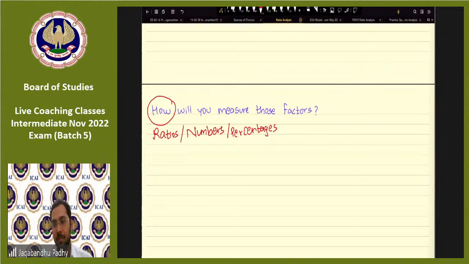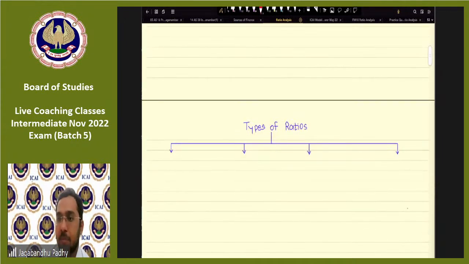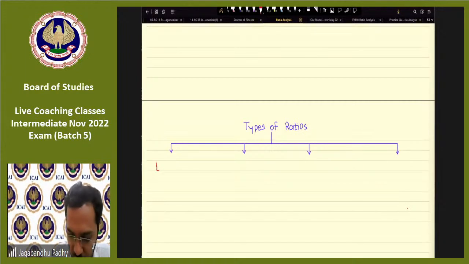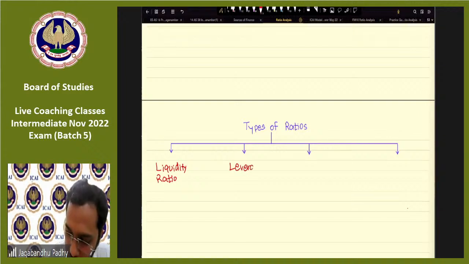Perfect. Exactly. So what all types of ratios do we have? Let me just put it in front of you. In types of ratios, the first type that we have is the liquidity ratio. We also have the leverage ratios.